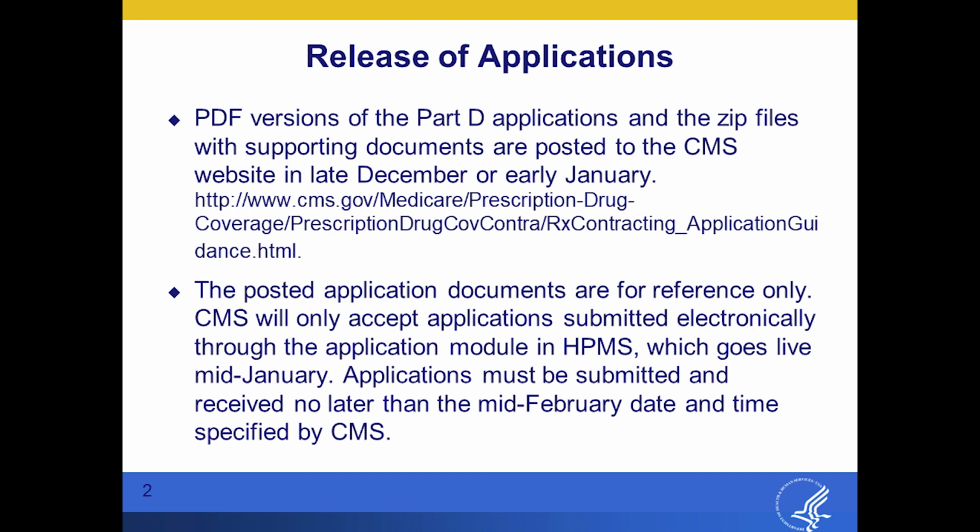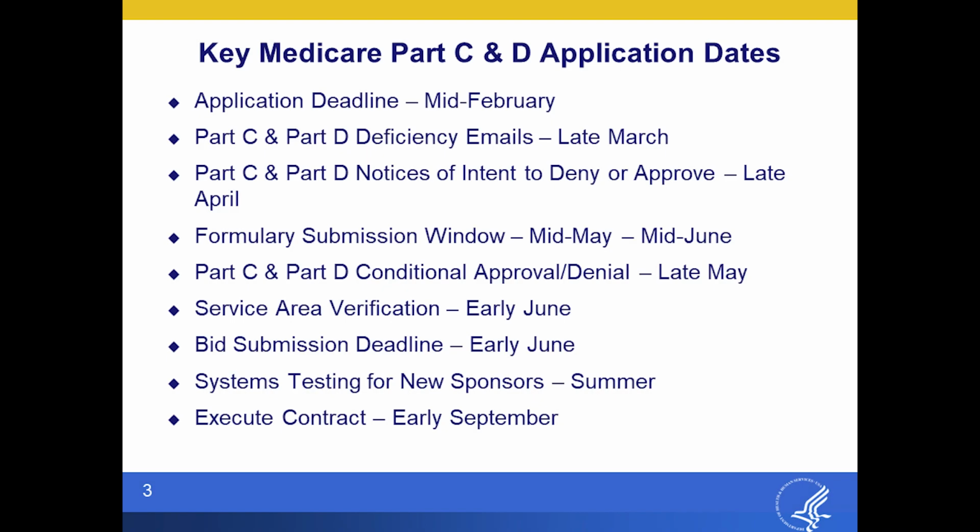You may only submit your materials via HPMS. Any applications sent to CMS via mail or email or means other than through HPMS will be rejected. There will be no extension to the mid-February online application deadline that is announced via HPMS memo. Immediately following the deadline, HPMS will automatically lock down the application modules and no further application work will be possible.